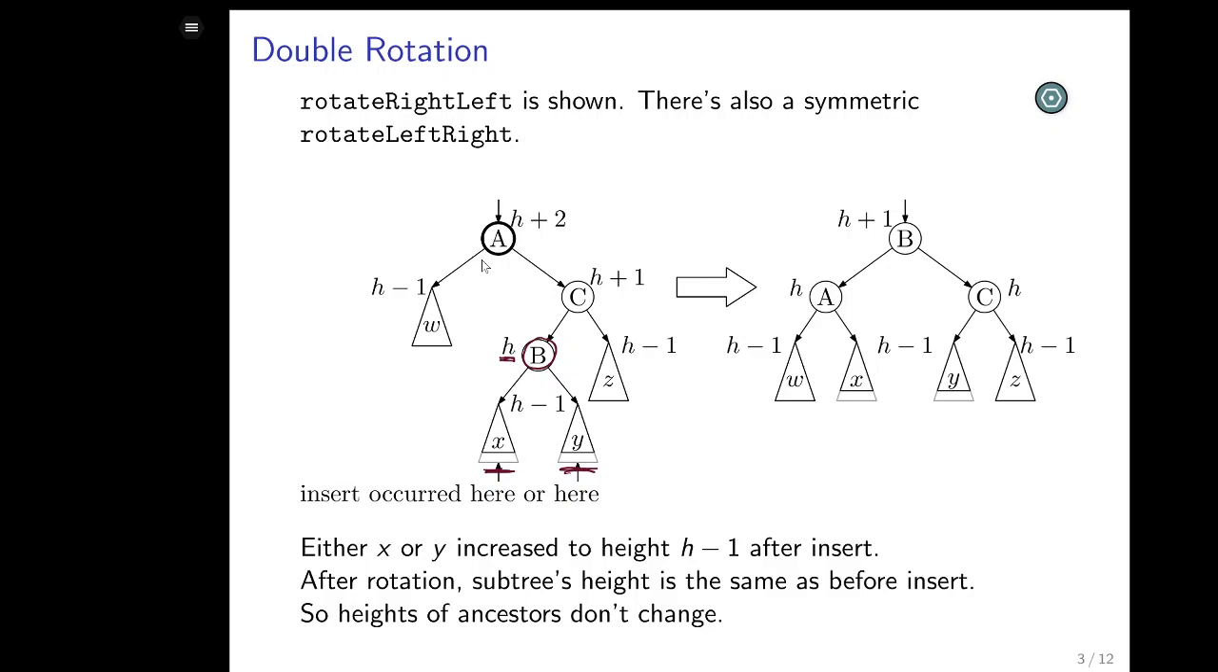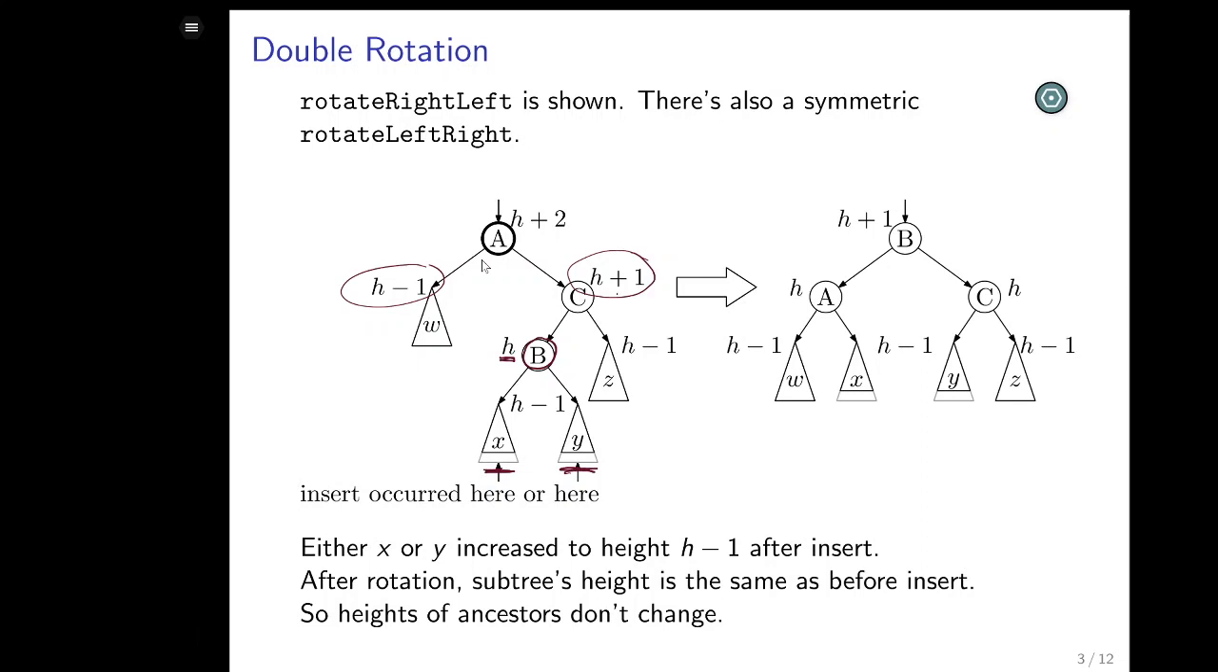H minus 1, because it had to be an AVL tree, which means that these two nodes, C and the subtree W, had to be within height 1 of each other, which means this guy had to be height H. And the only way that's going to happen is if we reduce the taller one. And so I know the insertion occurred someplace inside of there.